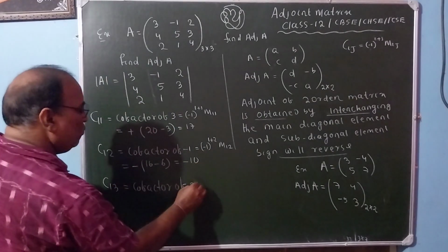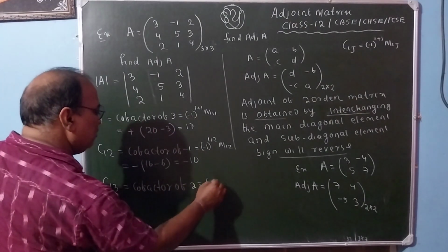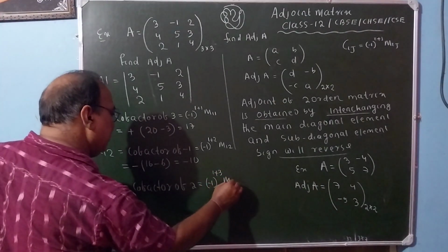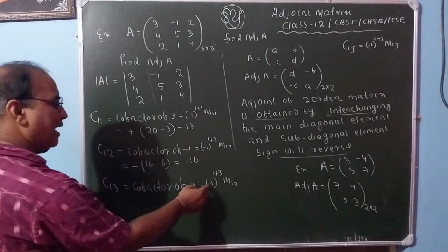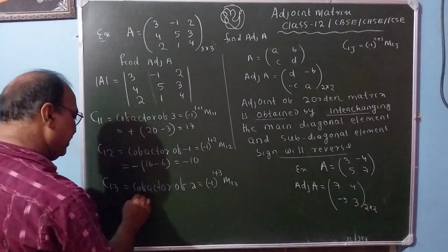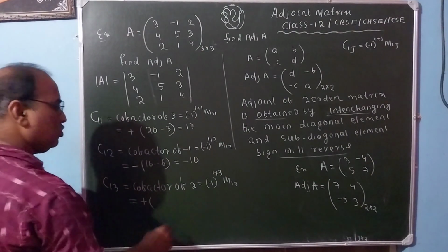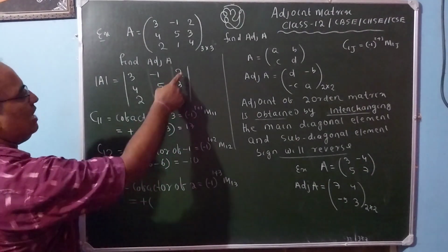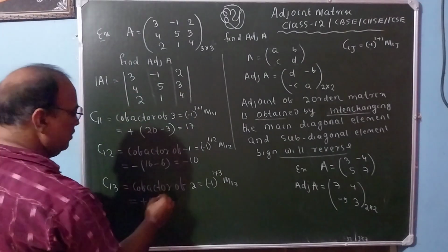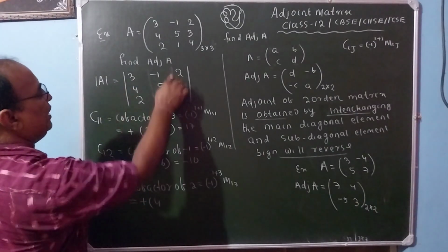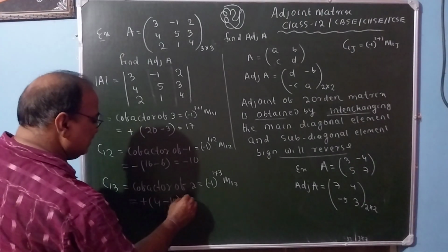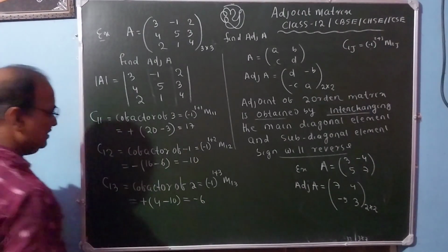of 2, that is minus 1 to the power 1 plus 3 minor of 1 3. Minus 1 to the power 4, so it is plus. So minor of 1 3 is obtained. You have to delete this column, this row. 4 into 1 minus 10. So the result is minus 6.